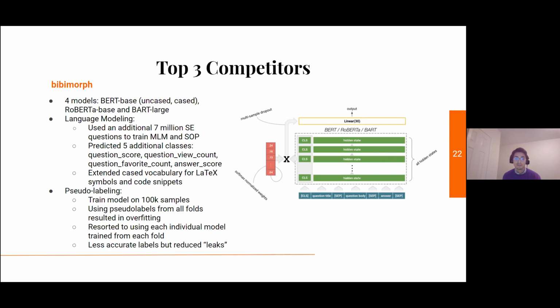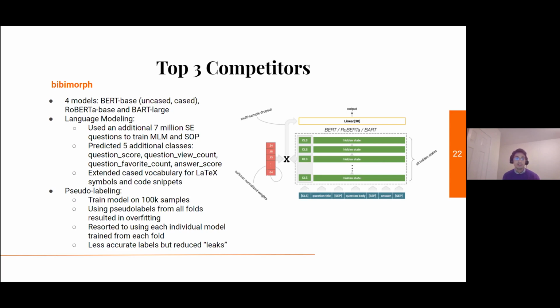And then they used that to refine their model. And as we saw earlier, there were a lot of unique tokens specific to a particular domain. So they extended the case vocabulary for LaTeX symbols and code snippets and so on.